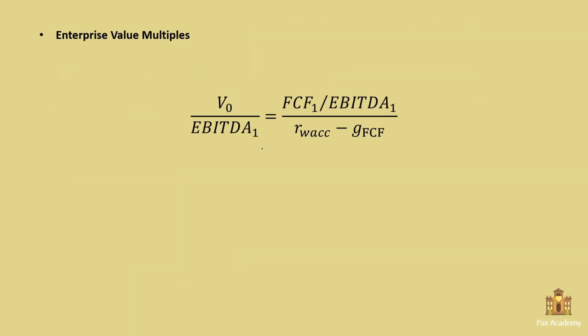And finally, we have the second multiple, which is the enterprise value multiple. And this is computed by the value of the firm, V0, over its EBITDA, which is earnings before interest, taxes, depreciation, etc., equals to the free cash flow, which is the same as this, free cash flow over EBITDA over the weighted average cost of capital minus the growth rate of the free cash flows. Okay? Again, let's apply this to an exercise.